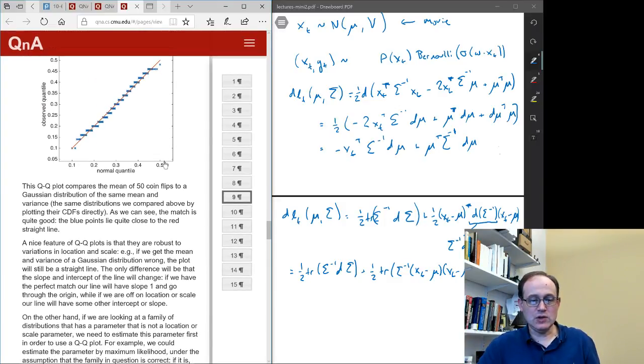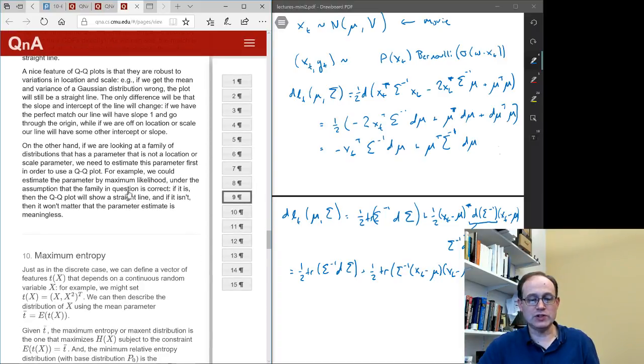You can still use QQ plots if you're looking at a family of distributions that have parameters other than location and scale, but then you would need to estimate those parameters in order to use the QQ plot. A less common continuous distribution is the gamma distribution, and it has parameters that are neither location nor scale parameters. So if you wanted to know how well a gamma distribution fit your data, what you'd have to do is estimate the parameters of the gamma distribution and then compare the distribution with those estimated parameters to your data. So you could estimate by maximum likelihood, for example.